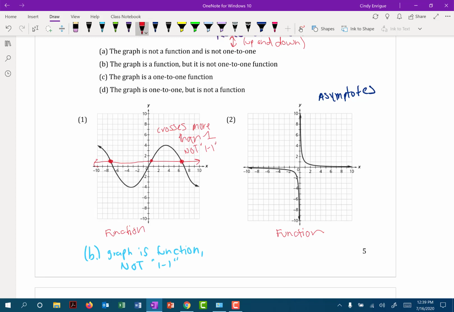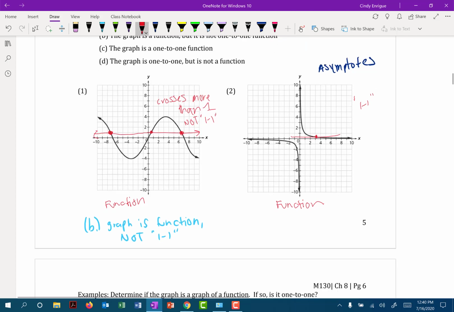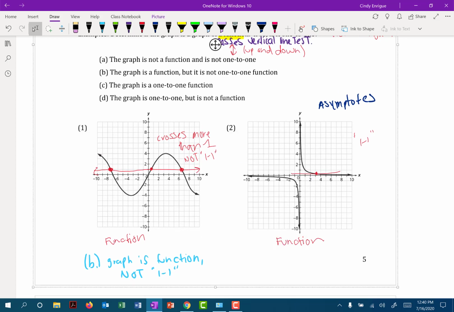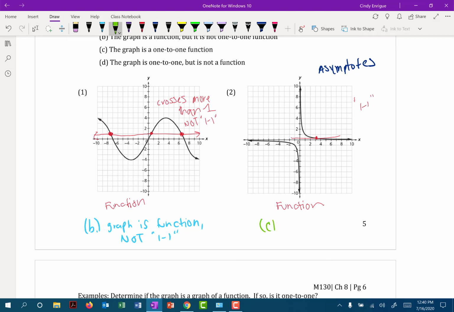So let's determine whether or not this is a one-to-one. So if it was one-to-one, I would draw my horizontal line test, and that crosses it once as well. So this is also a one-to-one function. And you might, again, say, well, what if you were to draw your horizontal line going this way? Again, it only crosses it once because it's an asymptote. It gets closer and closer to the axis, but never actually touches it. So therefore, this graph, you would say, is a function. This is a one-to-one function. So this would be letter C.